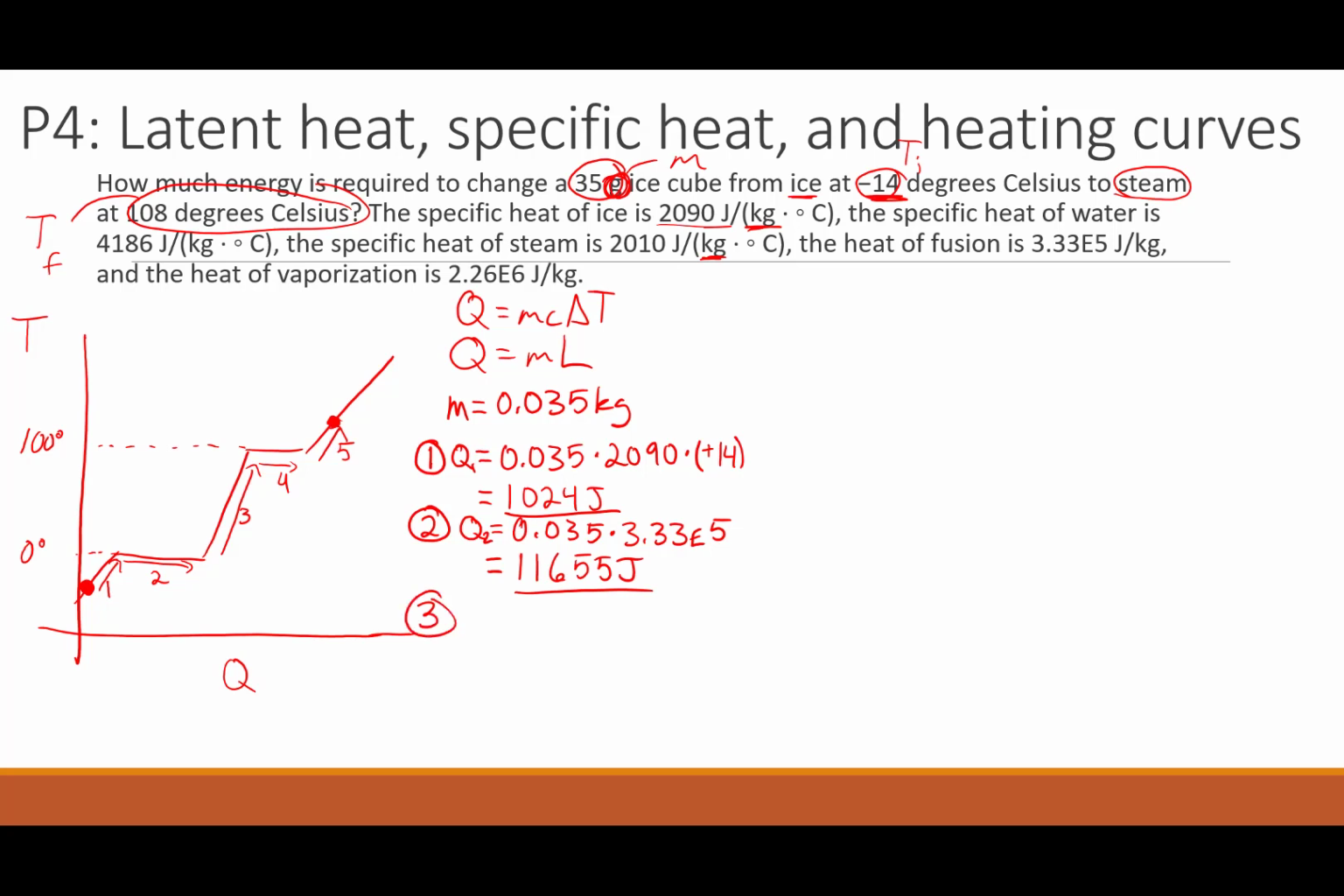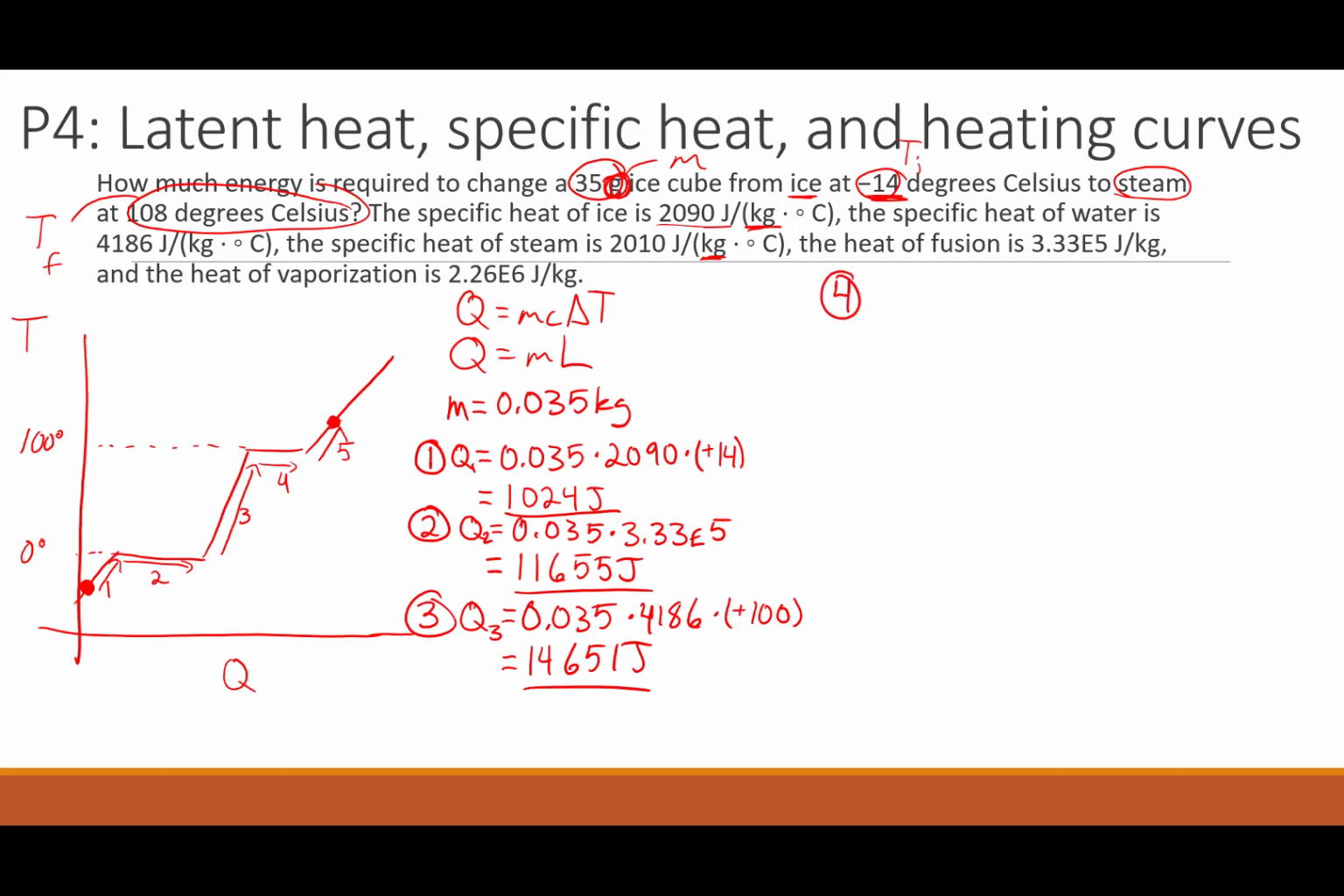Section 3, well, once we've fully melted our ice, we have 0 degree liquid. We're going to heat it up to the boiling point, so that's Q equals mc delta T. The mass is the same, 0.035, times C, the specific heat of water, 4186, times our delta T. We go from 0 to 100, so that's positive 100. 100 times 4186 times 0.035. Q3 equals 14651 joules.